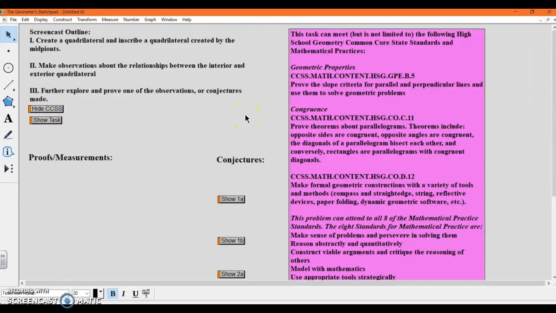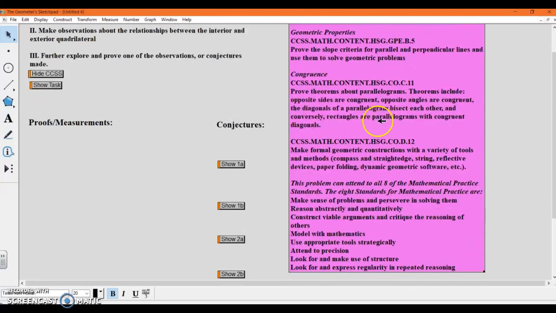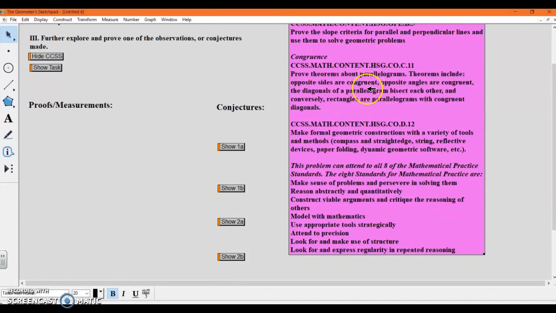This task can meet, but is not limited to, the following high school geometry Common Core state standards and mathematical practices. We're going to prove the slope criteria for parallel lines. We're going to prove theorems about parallelograms and make formal geometric constructions using dynamic geometric software. Today we're going to be using the Geometer Sketchpad. This problem can attend to all 8 of the mathematical practice standards.